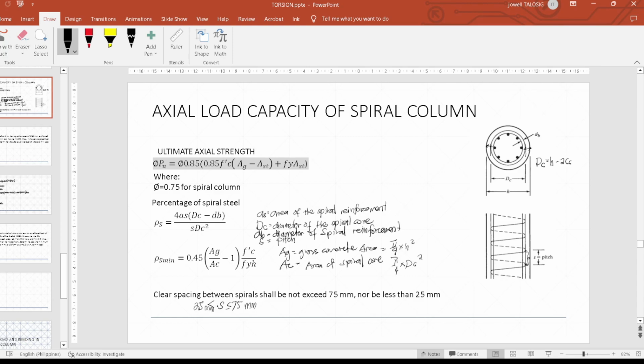Okay, for clear spacing between spiral, it shall be not less than 25 mm nor more than 75 millimeter. So your safe spacing is between 25 to 75 mm. Okay, all right.